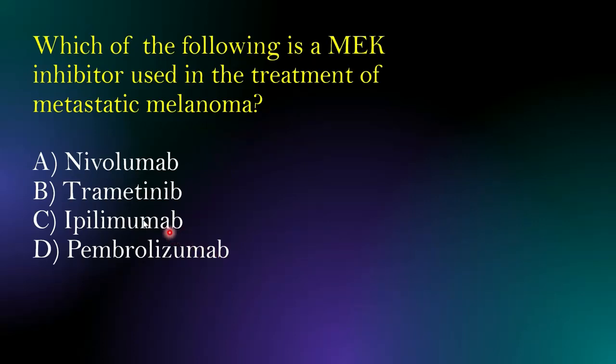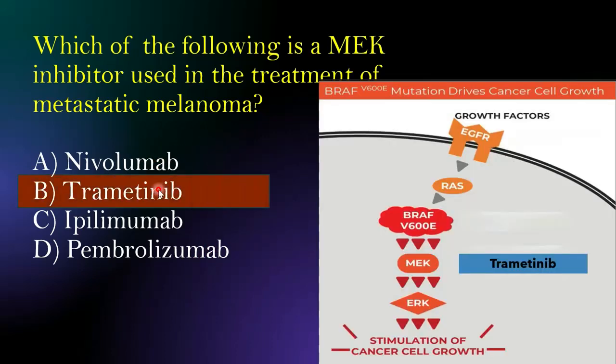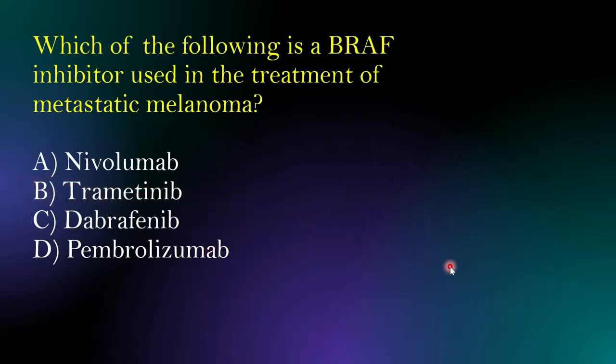Which of the following is an MEK inhibitor used in treatment of metastatic melanoma? Pembrolizumab? Ipilimumab is CTLA4. Pembrolizumab is a PD1 PDL1 inhibitor. Nivolumab or trametinib? Nivolumab is also a PD1 PDL1 blockade. So trametinib is the MEK inhibitor.